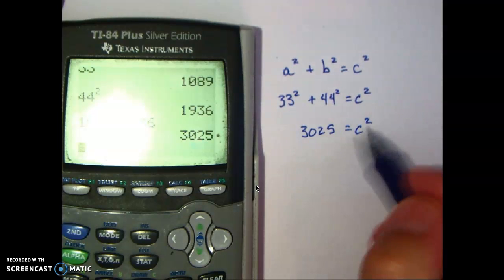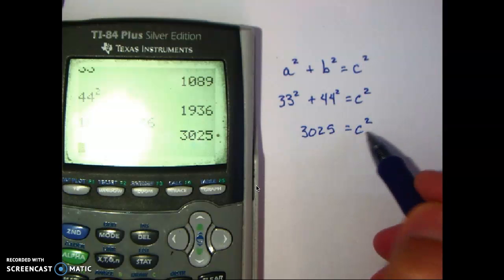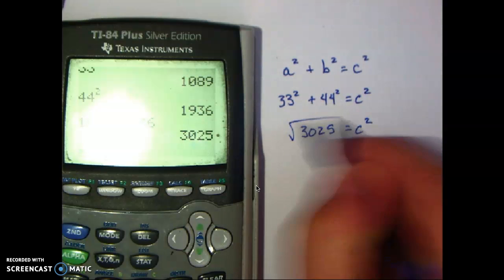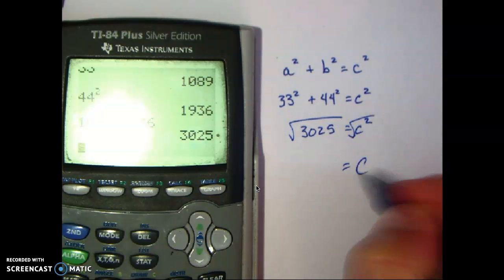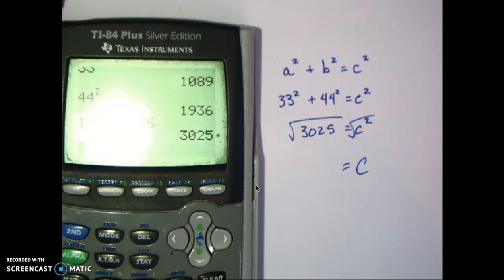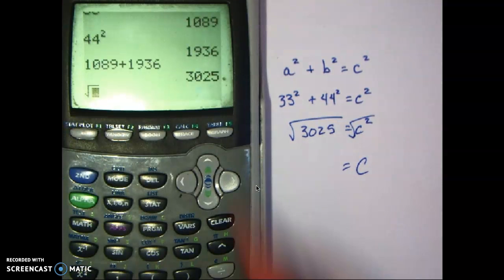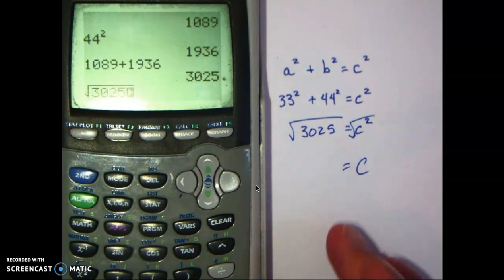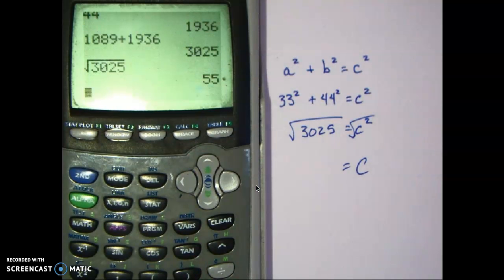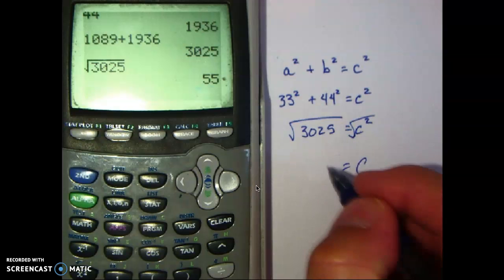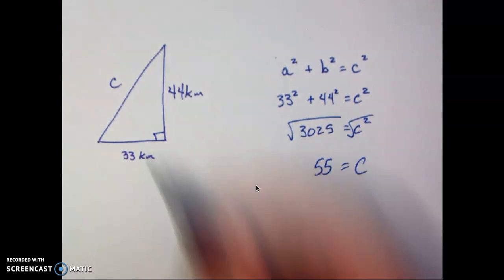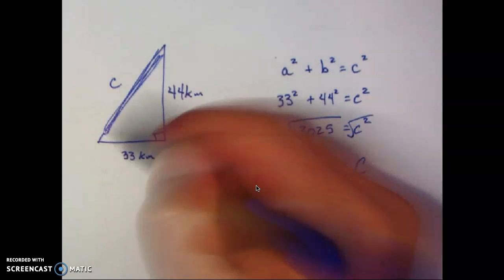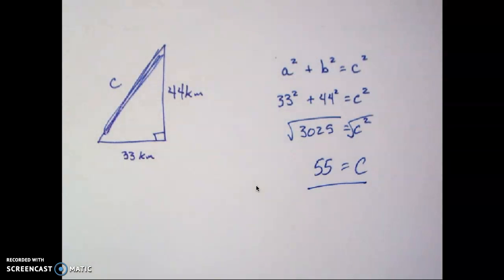So to be able to get the c by itself, remember this is c times c, what I'm going to do is take the square root of both sides. The square root of c squared, that's just c. That's what we're looking for, is side c. And then I'm going to take the square root of my answer, and we find that c is equal to 55 kilometers. So that would be our length of this missing side of our triangle, is 55 kilometers.